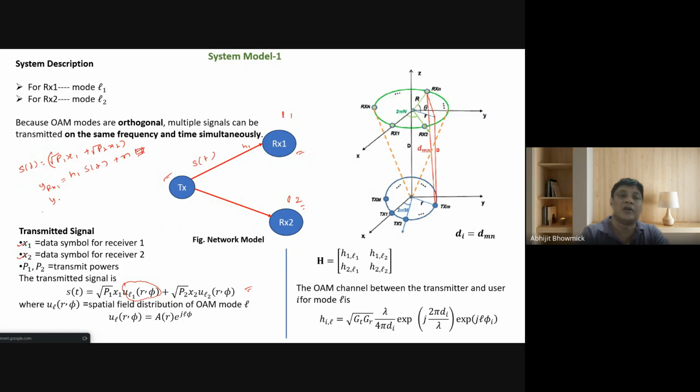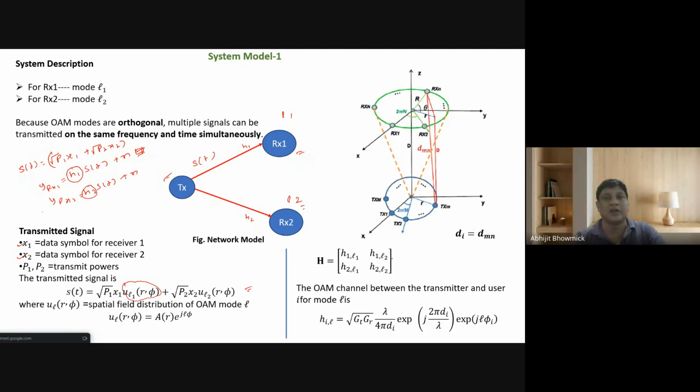And for YRX2, we used to write H2 into ST plus N. This H1 or H2, for normal RF communication, we used to consider Rayleigh faded, or Rician faded if there is line of sight. If there is no line of sight, Rayleigh faded, and we can also consider Nakagami. So different statistical channel models can be used for the performance analysis.